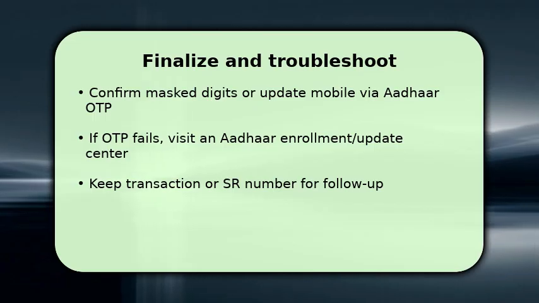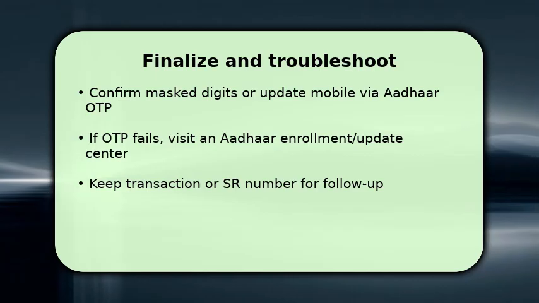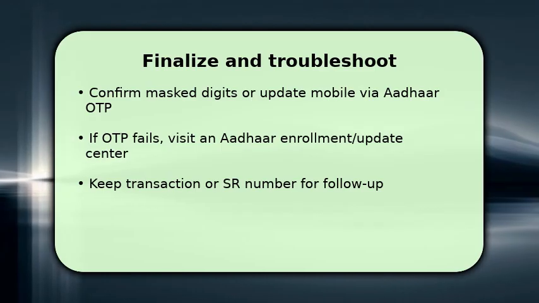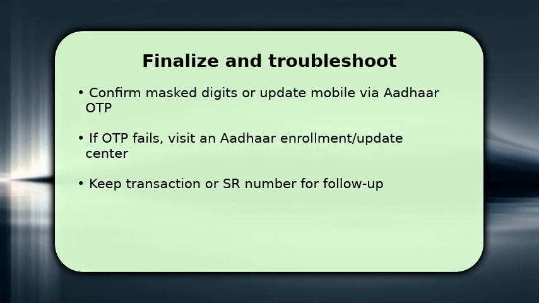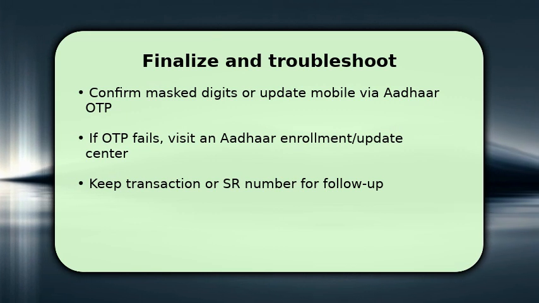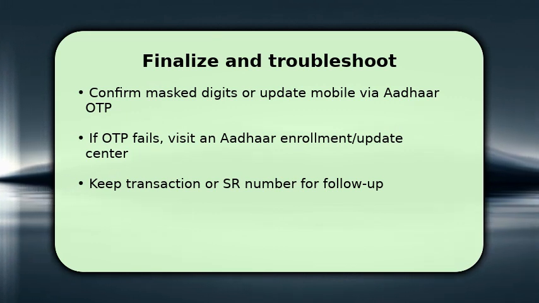If OTPs repeatedly fail or the number is incorrect, make sure your alternate contact is active. Otherwise, go to an Aadhaar center for in-person verification. One key troubleshooting tip: if SMS delivery is blocked, try another network or the enrollment center to bypass carrier issues.